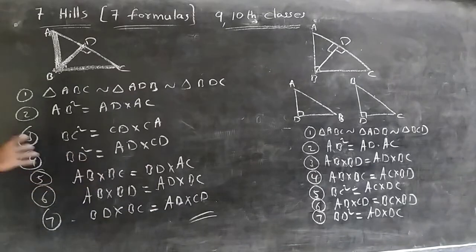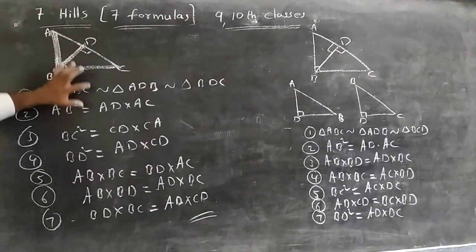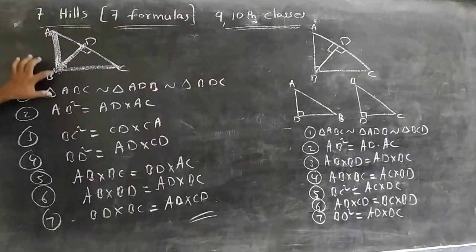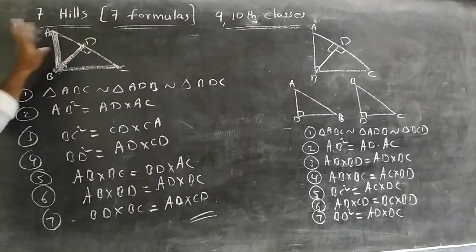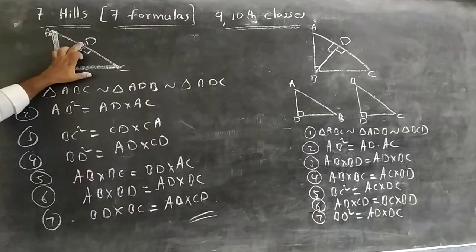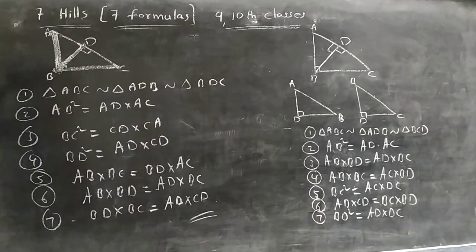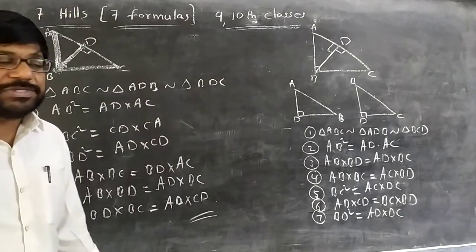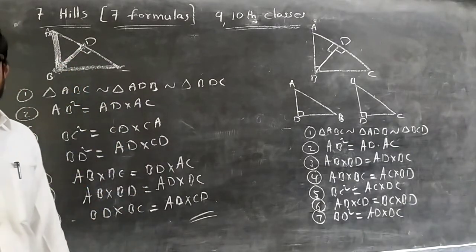Okay, so once again, listen. The three triangles are similar. The first one, next AB square equal to AD into AC. Next BC square equal to CD into CA. Next BD square equal to AD into CD. I wrote them in order. So these are 7 formulas. By using these 7 formulas, we can solve the problems that depend on the right angle triangle.